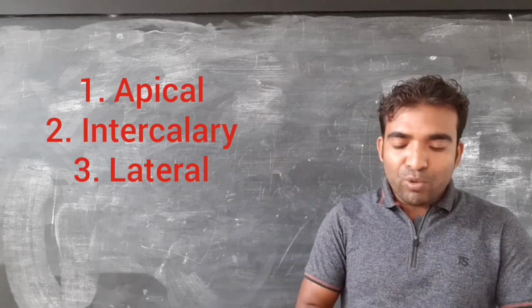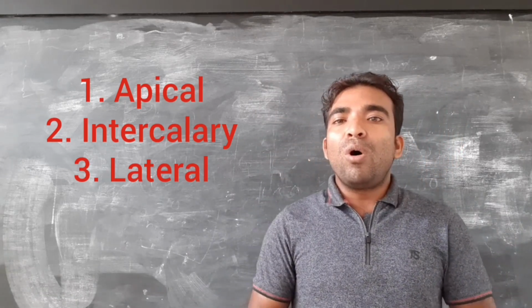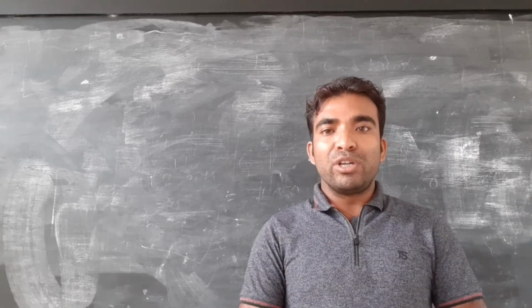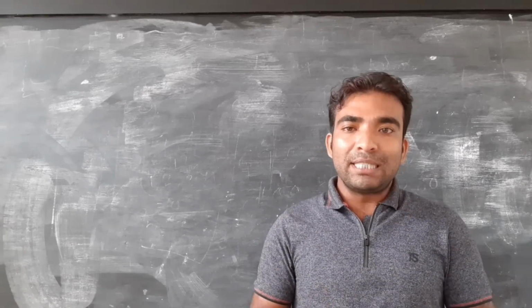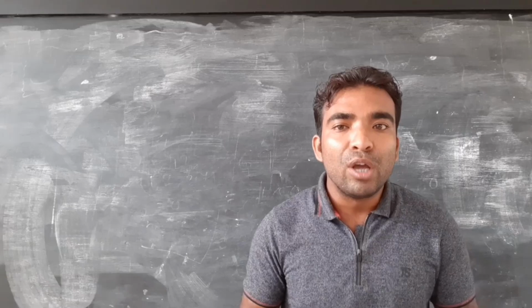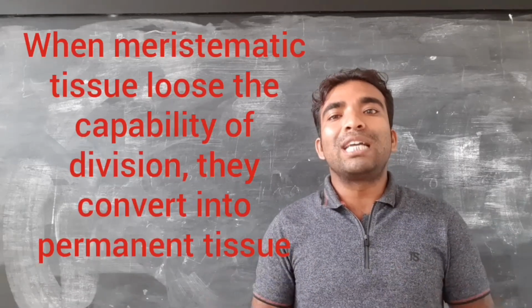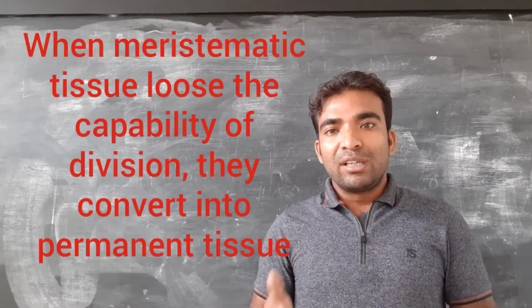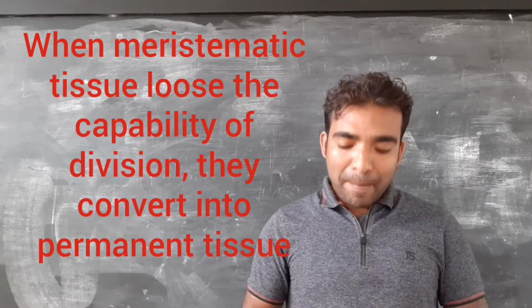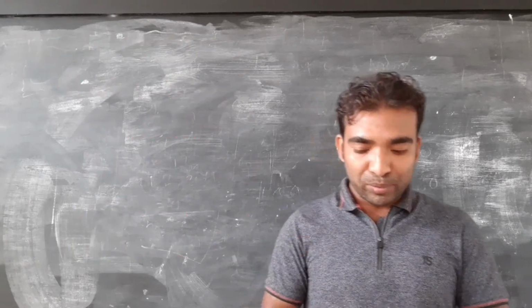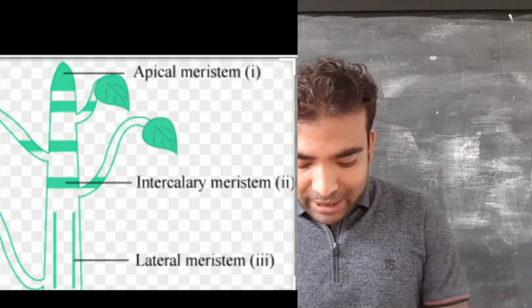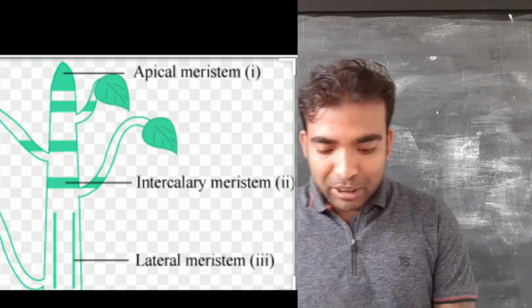Now, one important thing we have to remember is that generally all the newborn cells in the plant body are a type of meristematic tissue. Slowly, when they grow and lose the capability of division, they convert into permanent tissue. Now we will discuss the different types of meristematic tissue.